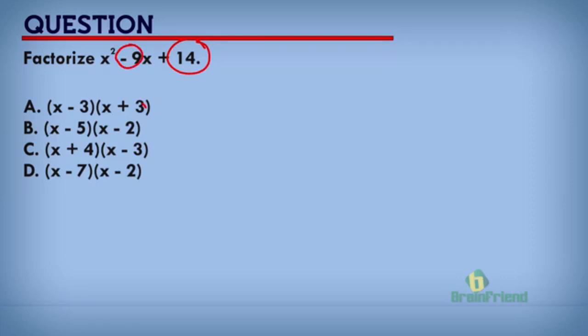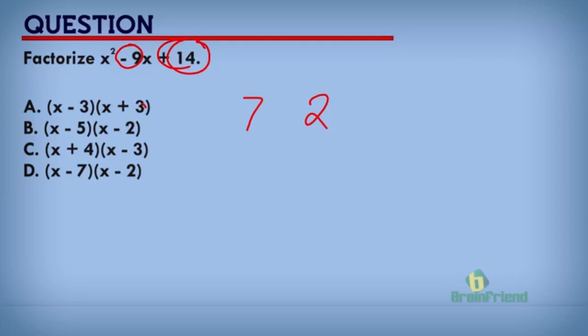So our two numbers should multiply out to give us plus 14, and then add up to give us minus 9. What numbers are these? Okay? Think hard, think hard, think hard. Let's take 7 and 2. 7 and 2 would multiply to give us 14. Added also to give us 9, okay?